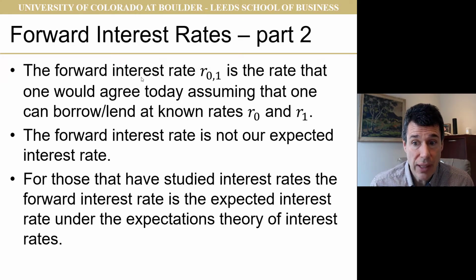Now, for those who have studied some interest rate theory, the forward interest rate is the expected interest rate under the expectations theory of interest rates. But the expectations theory of interest rates has some serious flaws in it, and one generally would expect that interest rates might be higher or lower than this rate. So the forward interest rate doesn't tell us what we think the rate's going to be in the future, right? When we get to time T0, what interest rate is going to be available then? The forward interest rate is the rate available today.